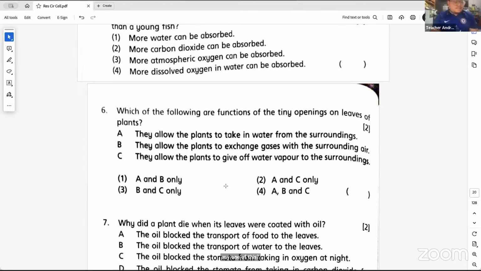Okay. For this case, the answer is number 3, B and C, because the stomata don't allow the plant to take in water. In fact, it's the roots. The roots are the ones taking water from the surroundings. Stomata only allow gases to exchange and give out water vapor. Therefore, the answer is B and C, number 3.